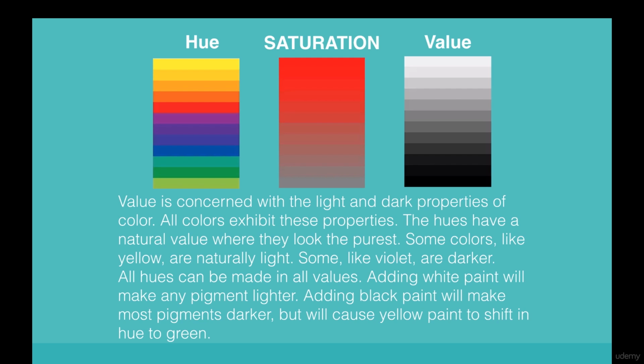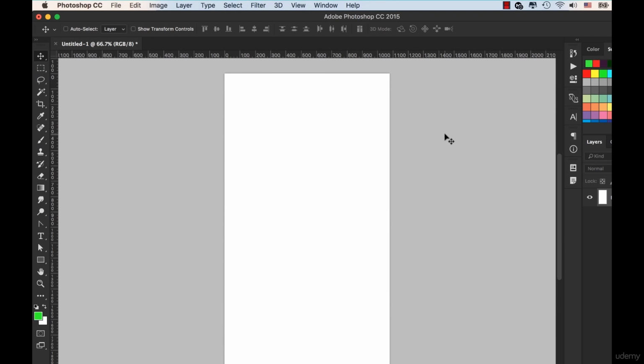Adding white paint will make any pigment lighter. Adding black paint will make most pigments darker, but will cause yellow paint to shift in hue to green. To understand more about hue, saturation, and value, let's take a look in Photoshop.